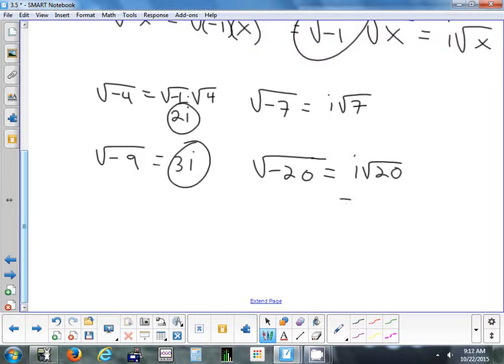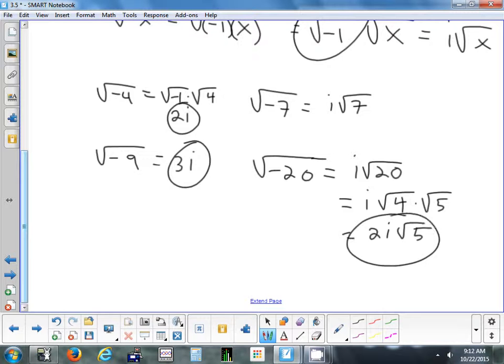Square root of 20. How can you break up square root of 20? Yep, 4 and 5, which would be 2 square root of 5. Yep, I would break it up as 4 times 5, which is 20. And could you break up the 4 to be square root of 2? Not square root of 2, even simpler. Just 2. Square root of 4 is just 2. So we have i times 2, which how do we write that? 2i. And we've got this square root of 5 we can't do anything with. Okay?